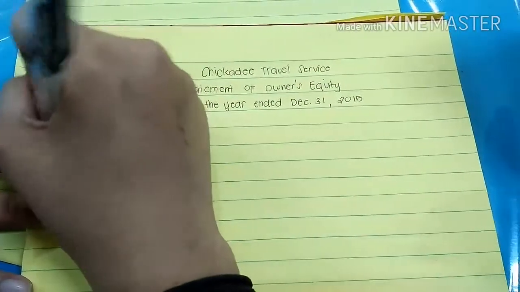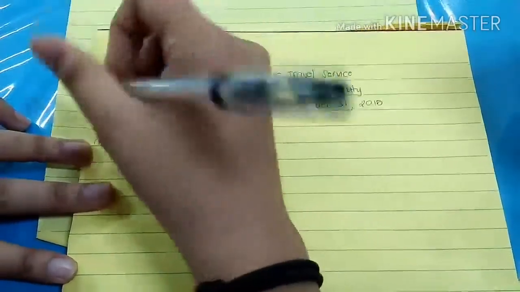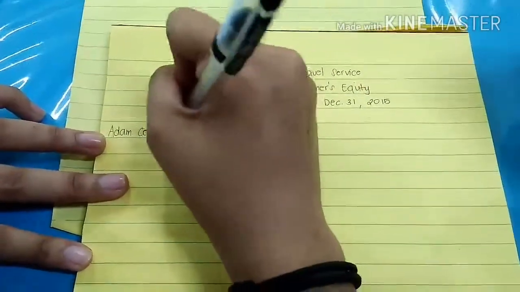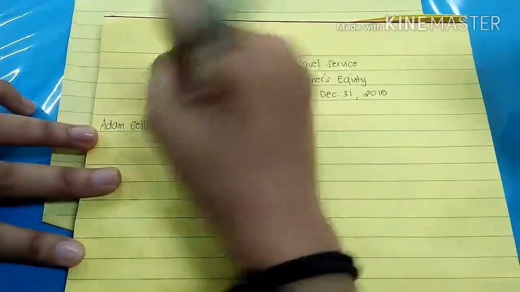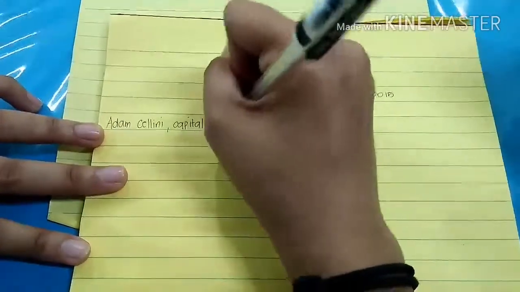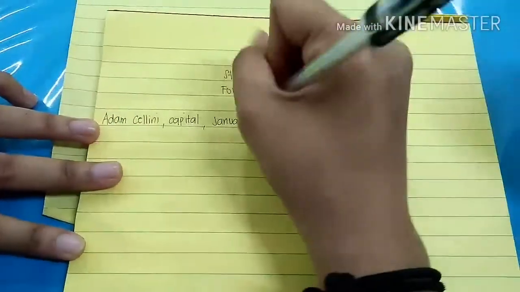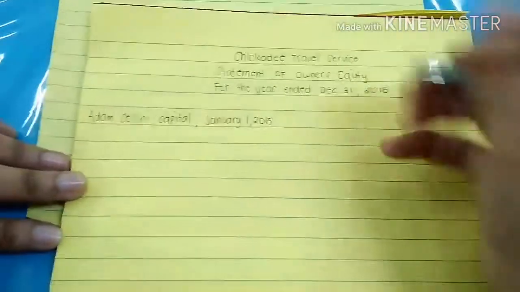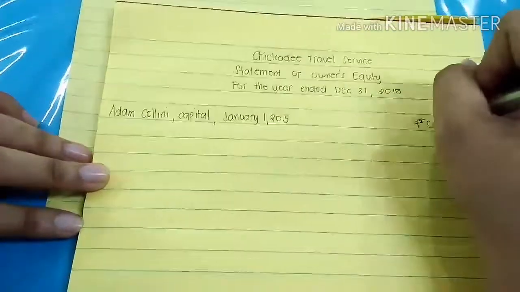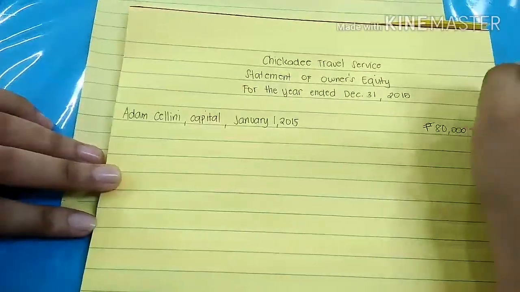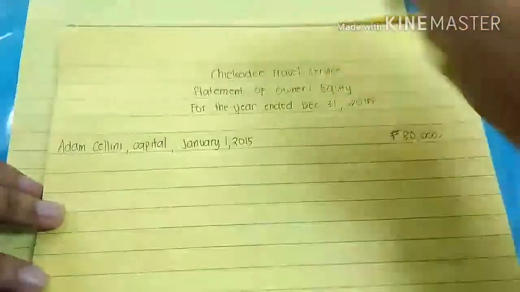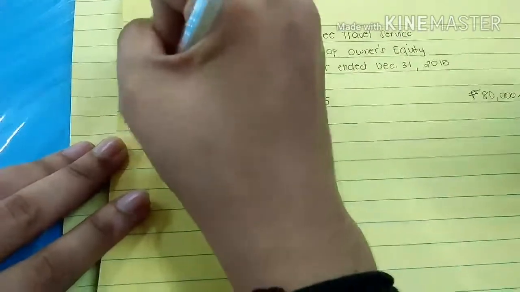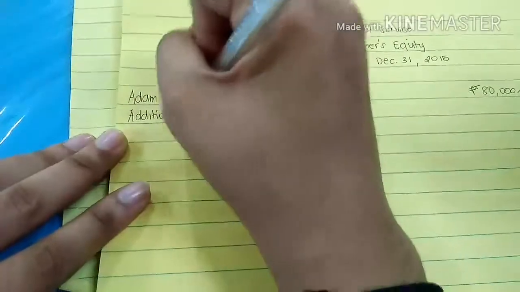Capital at the beginning of the period. Report the capital balance at the beginning of the period reported, or the amount at the end of the previous period. Remember that the ending balance of the last period is the beginning balance of the current period. Add additional contributions from the owner. It increases capital, hence added to the capital balance.